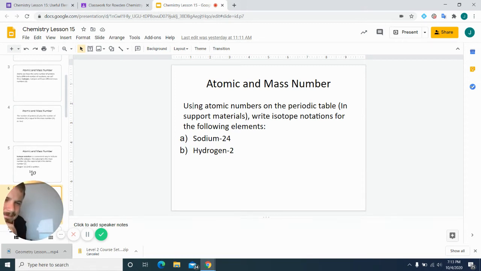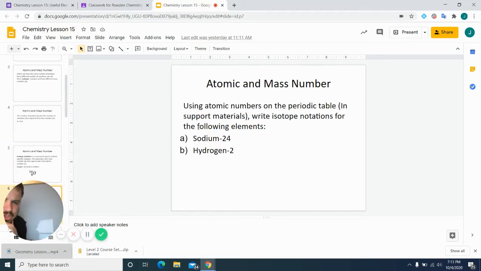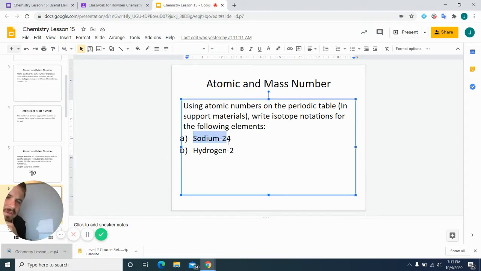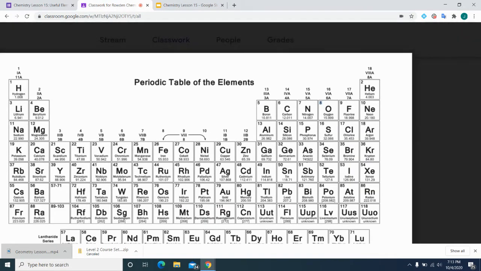So let's make this right here the isotope notation for sodium 24 and hydrogen 2. You'll notice that it'll say sodium 24. The 24 it tells you is the mass number. They're not going to tell you the atomic number. Now think about it. Why are you not going to be given the atomic number? What do you think? Take 3 seconds and guess. Why are these problems never going to tell you the atomic number? 1, 2, 3. What's your guess? Hopefully you guessed because this thing will always give you the atomic number.